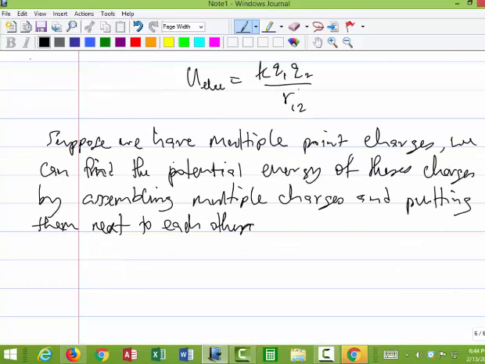So let's say we have a charge Q1 at this point, and then we have multiple charges at infinity. We bring a charge Q2 from infinity to this point, and so our potential energy is now K Q1 Q2 over R12. The distance from here to here is R12.